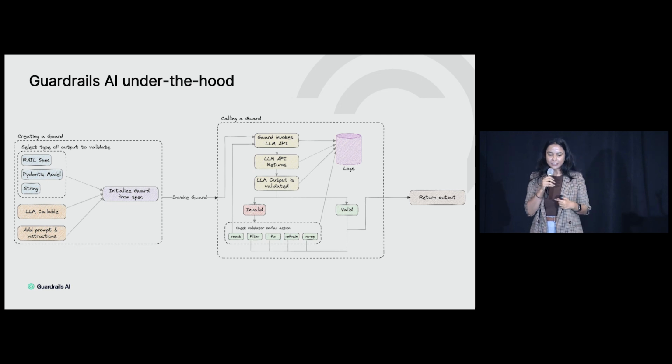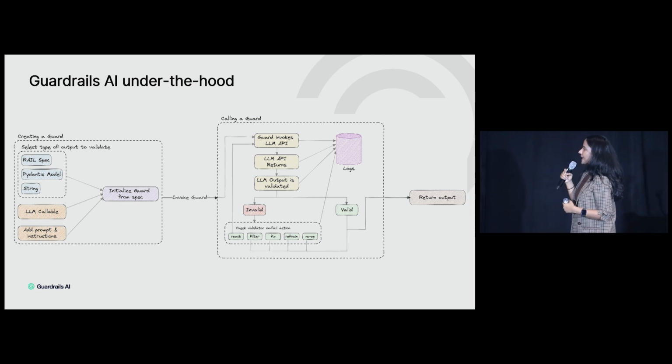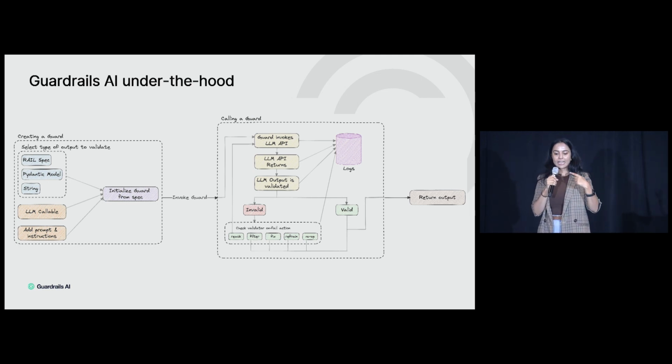So you do this at initialization, and then at runtime, what you end up doing is that any LLM API output that is generated, if invalid, goes through this loop, and only if it's valid do you end up returning the output. And every single execution of the guard, the checks that you ran on the guard, and the corrective actions that you took when the checks failed, every single instance of that is logged to your log storage.